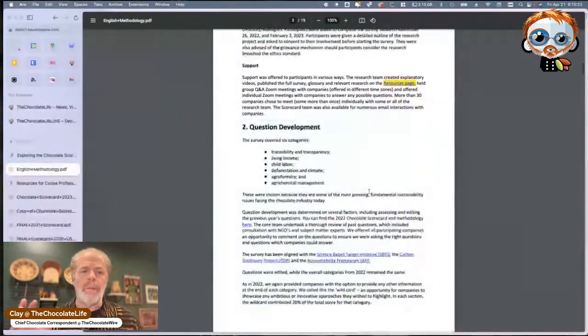So again, just from a little bit of information design, this is a PDF. The PDF has links on it.